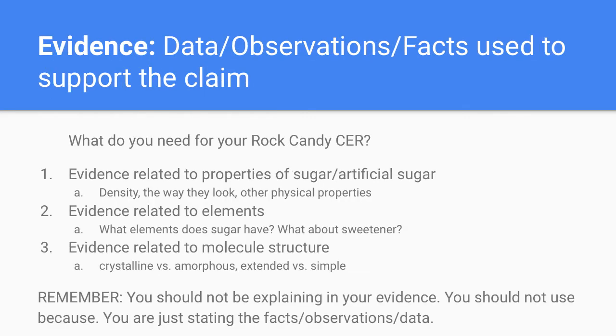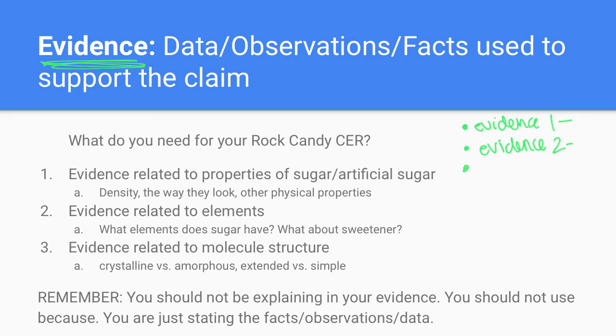The E in CER stands for evidence. This is the data, the observations, and the facts that you can use to support the claim. In evidence, you are not saying anything about because, you're not explaining anything yet, you are just simply stating the evidence. You could even use bullet points to explain your evidence. So you could have evidence 1 and then give your evidence, evidence 2 and then give your evidence. Evidence is just straight up data or facts.